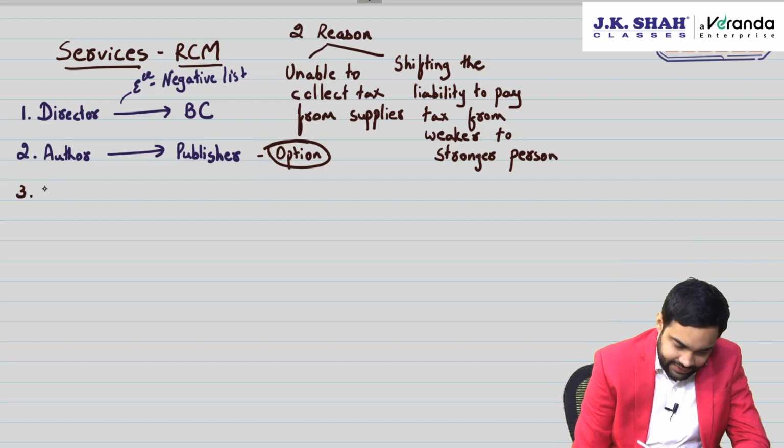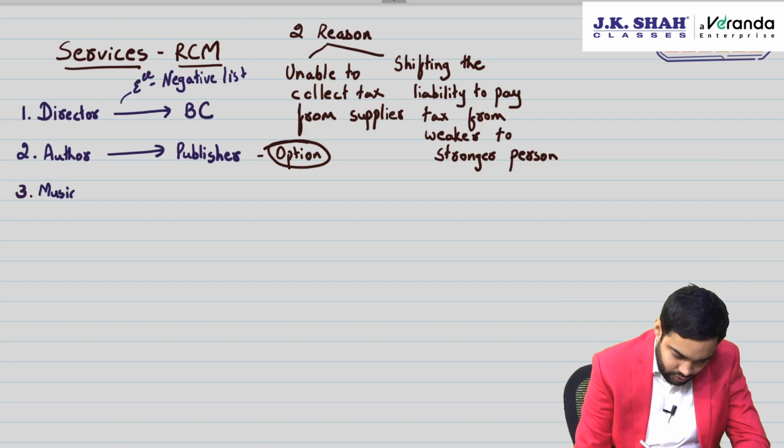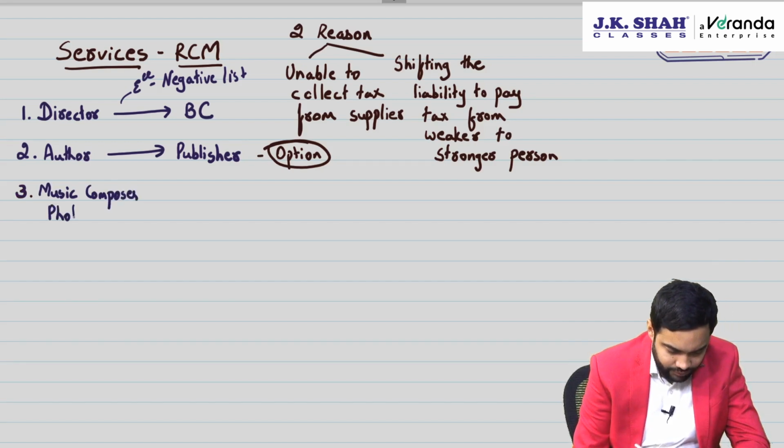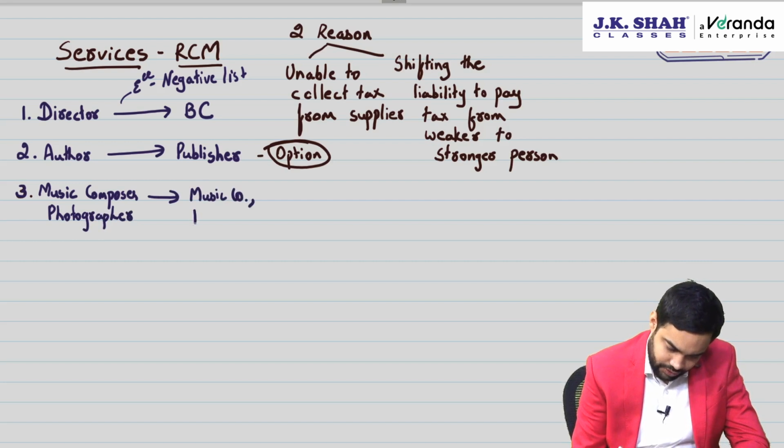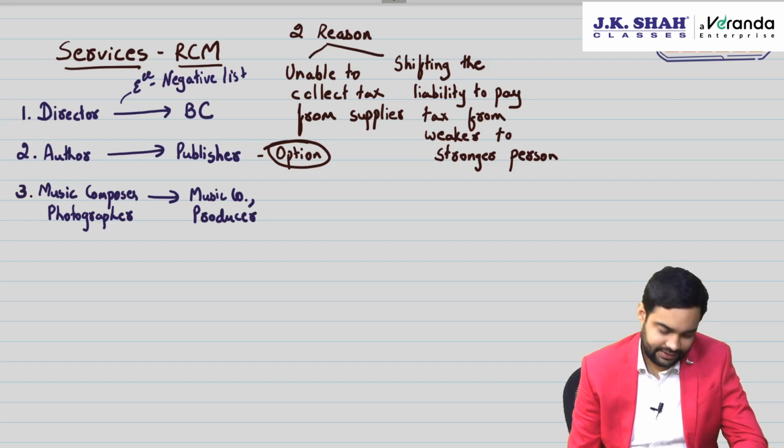Third one is music composer or photographer in respect of temporary transfer of a right to use an intellectual property right to music company or producer. Then the music company or producer will pay the tax under RCM.